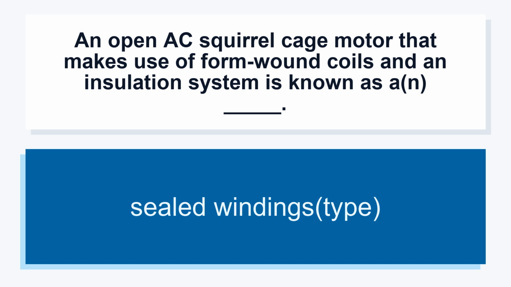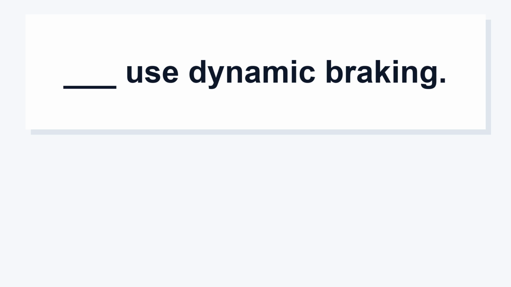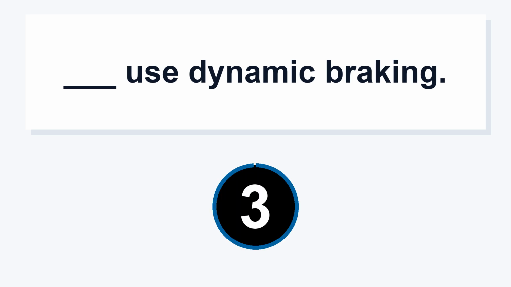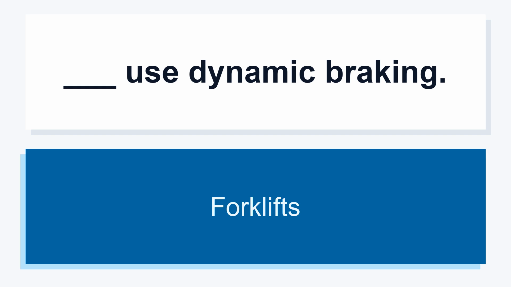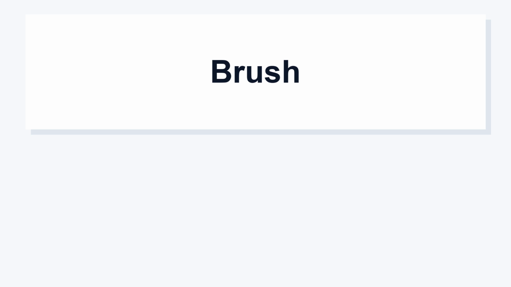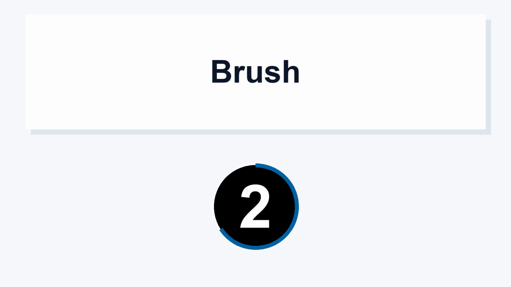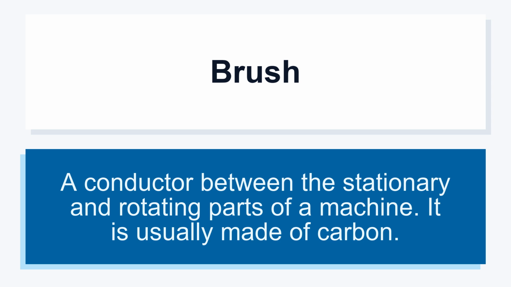Sealed windings, type. ________ use dynamic braking. Forklifts. Brush: a conductor between the stationary and rotating parts of a machine. It is usually made of carbon.